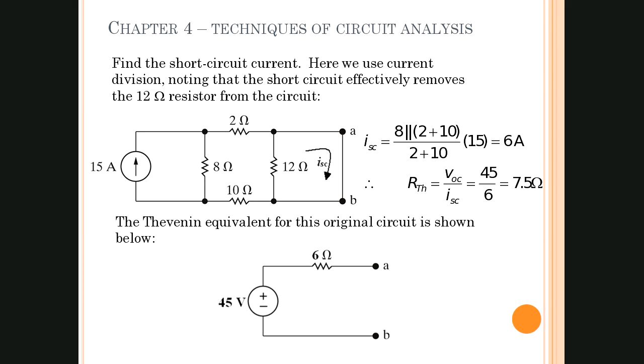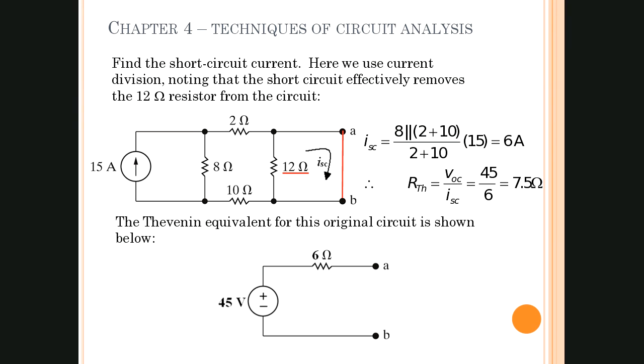Okay, so this one says find the short circuit current, and this is part of the first step. And it says here we use current division, noting that the short circuit effectively removes a 12 ohm resistor from the circuit. So in this particular case, and it's not always going to be like this, if we had a resistor, in this case 12 ohms, in parallel with this open circuit, and then we short it, what they're doing here is step 1, to create a short across that, because that's our first step.